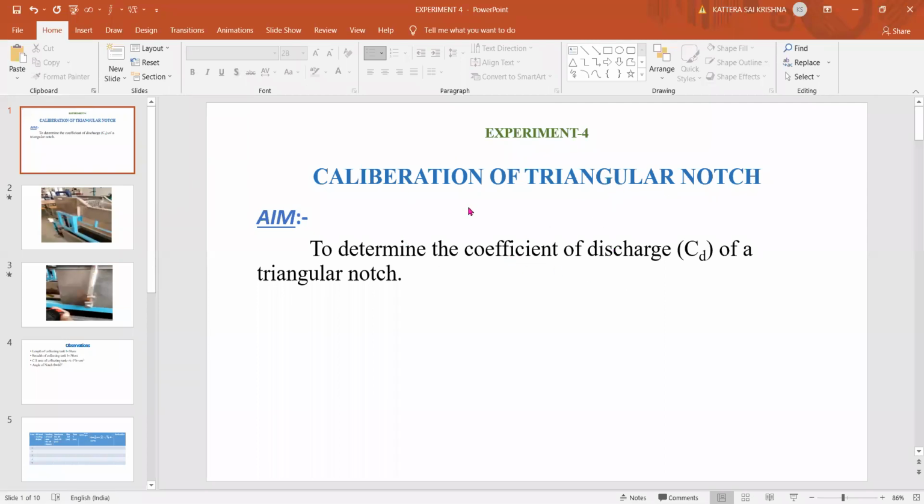So before starting the experiment, first let us take some introduction about notches. What is a notch, what is the purpose of the notch, and where we are going to use this notch. These things we'll learn first before starting the experiment. Then we'll go for the experiment. I will share the slides of the introduction first.